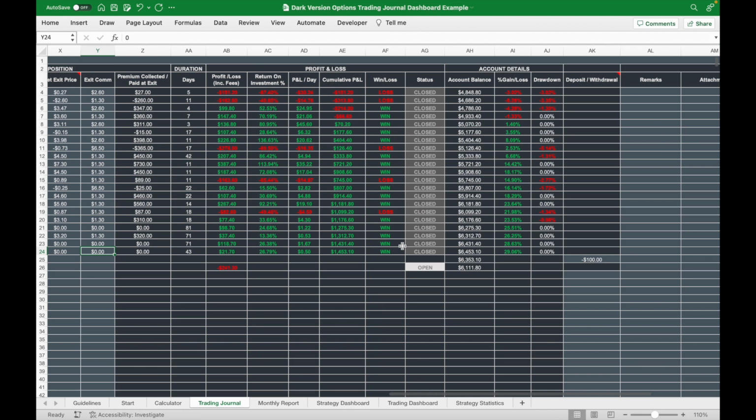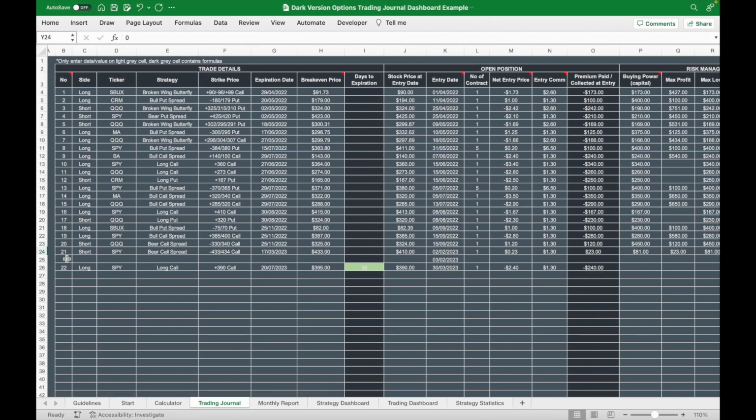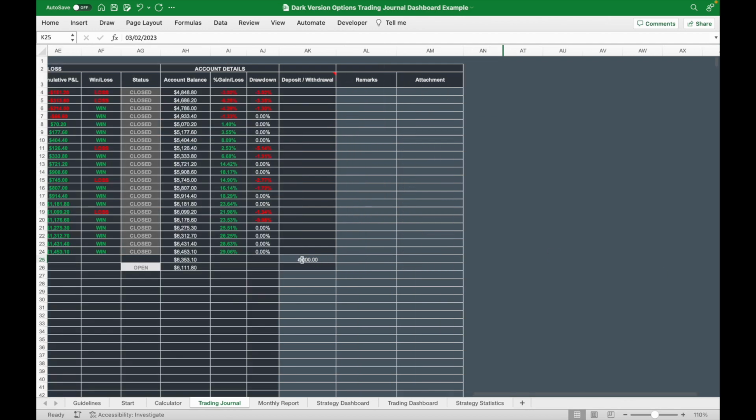The account details section will display your account balance after closing the trade, the account's percentage gain or loss since the beginning, and the amount of drawdown during a losing trade. To input fund deposit or withdrawal, simply input a dash sign in the trade number column followed by the fund deposit or withdrawal date and the corresponding amount.